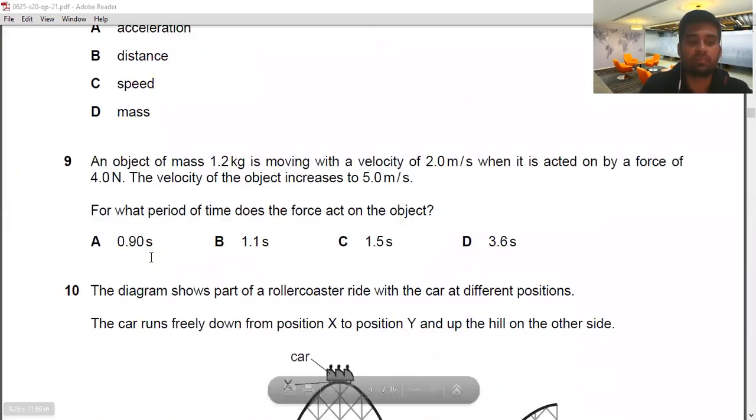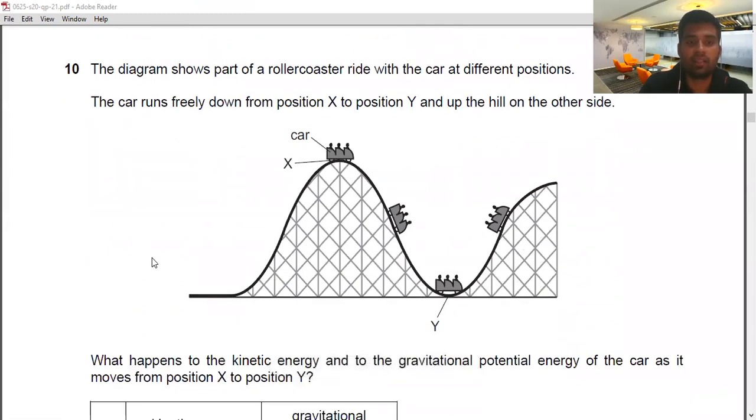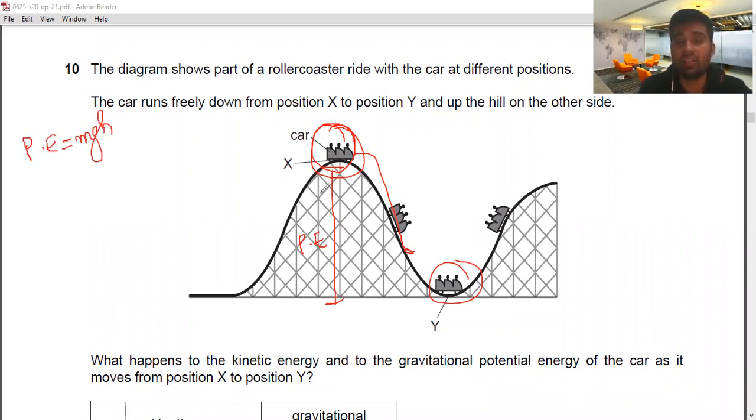Going to the 10th question. In this question, a car runs from a position X to a position Y. There are a few things you need to understand here. When the car is at a higher position, it has higher potential energy. What's the formula for potential energy? The potential energy formula is mgh. So with a higher height, it will have a higher potential energy. At a lower position Y, where the height is less, it will have lesser potential energy. So potential energy decreases.